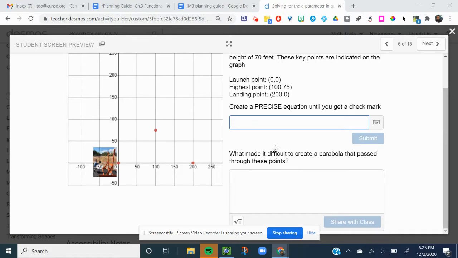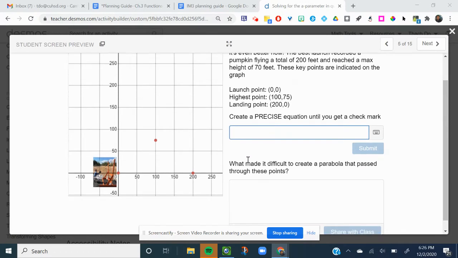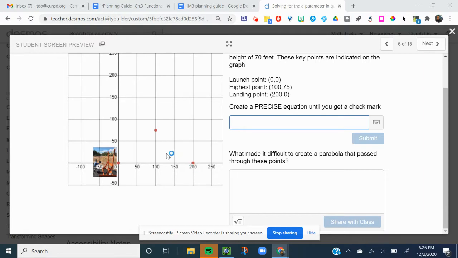In the last slide, you already saw notes for how to come up with the correct equation by solving for A, but here I'll just walk you through the steps. So on this warm-up, I know that I have my three key points, and it looks like this is going to be a downward facing parabola, right?